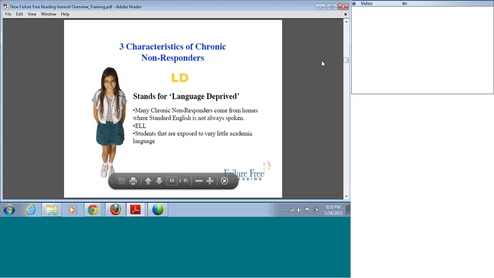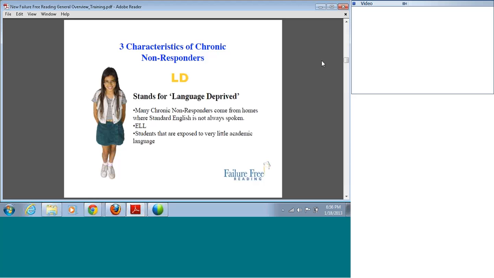And then the last characteristic is LD, and that particular acronym stands for language deprived. Many chronic non-responders come from homes where standard English is not always spoken. This represents your ELL students, of course, but it also goes back to those students that come from low socioeconomic environments. If they haven't had a significant amount of exposure to academic language, they're not going to be as successful as we would like them to be in the academic environment.